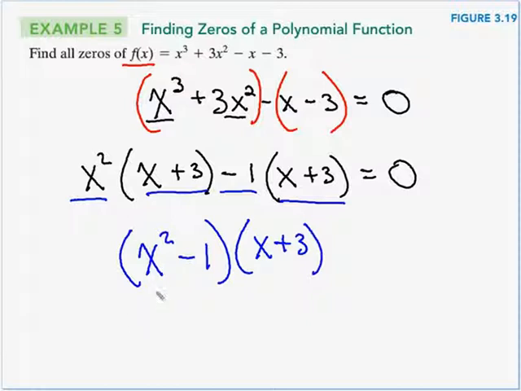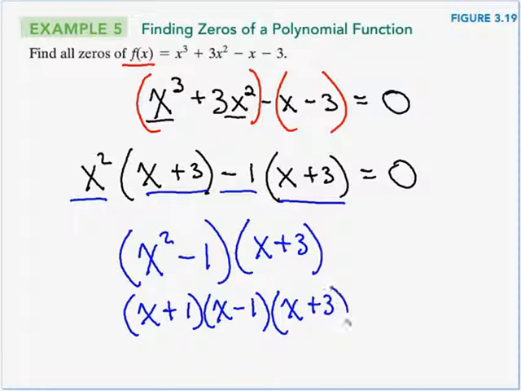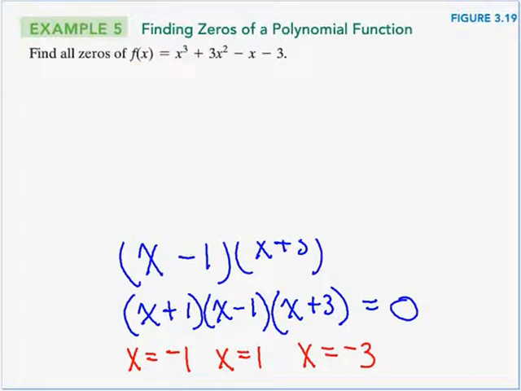And that x squared minus 1, hopefully you'll see, is a sum and a difference. X plus 1, x minus 1, and x plus 3, all multiplied equals 0. Remember our zero product property. We set each of these separately equal to 0. If x plus 1 is 0, x is negative 1. If x minus 1 equals 0, x will equal positive 1. And if x plus 3 equals 0, x equals negative 3. There are the 3 zeros of that polynomial.